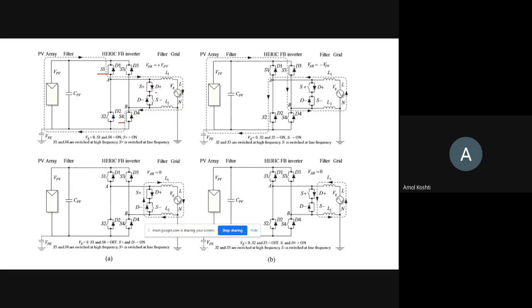Now to produce zero again, they are simply turning on these two switches only. If you see here, only a single switch is turned on. S1 is turned on here, and the energy stored in the AC filters will be dissipated, it's like a freewheeling. That energy will be freewheeled through these switches.